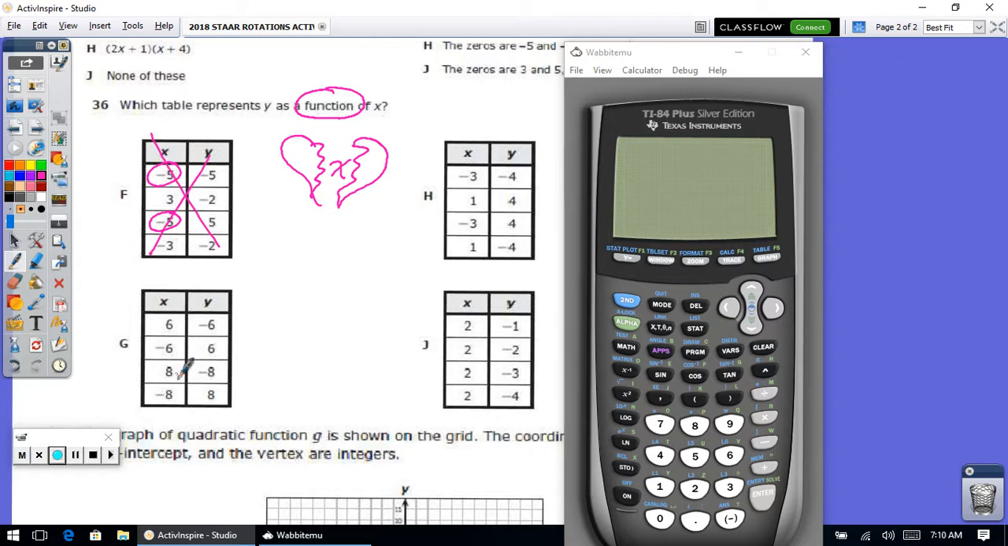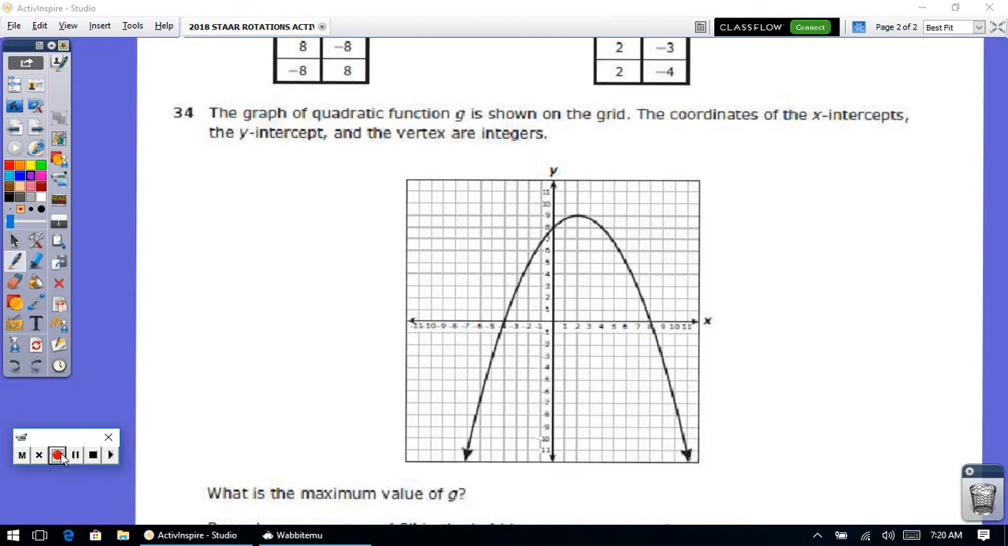If I look right here at H, -3 and -3, those repeat. I don't care about the y's. We don't care about y or in love. We just care about our x's. All these 2's repeat, that is not a function. I have 6, -6, 8, and -8. Those are all different. Yes, that is a function. My answer is G. Only look at the x. We don't care about the y.